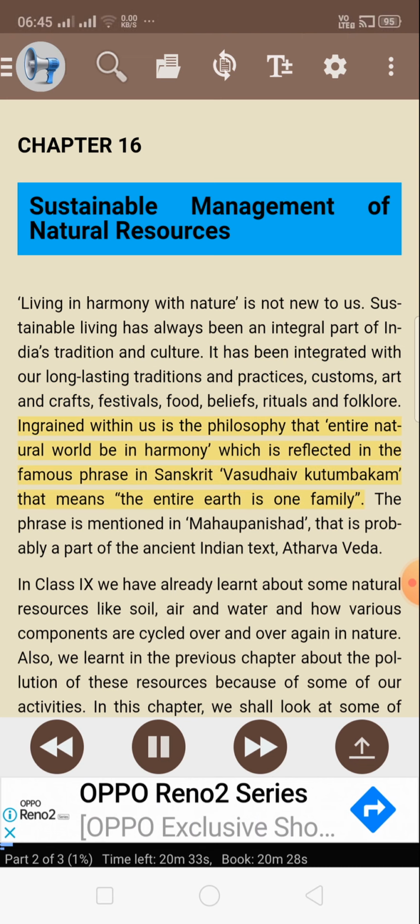Ingrained within us is the philosophy that the entire natural world be in harmony, which is reflected in the famous phrase in Sanskrit, Vasudhaiva Kutumbakam, that means the entire earth is one family. The phrase is mentioned in Mahopanishad, that is probably a part of the ancient Indian text Atharva Veda.